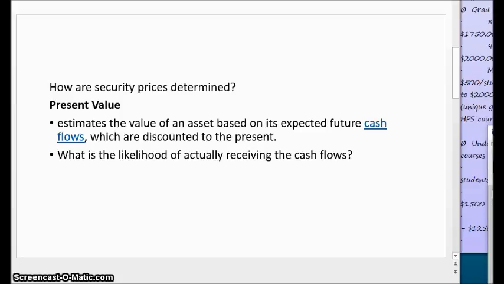So there's that aspect of risk, where the present value is the value of any future cash flows discounted to the present, but then the risk factor is how likely we are to actually receive those cash flows. So when we start talking about values of securities and security prices, those are some of the things we want to consider: the future cash flows, but then also the risk. We want to think about both of those when we're pricing securities or researching the price of a security.